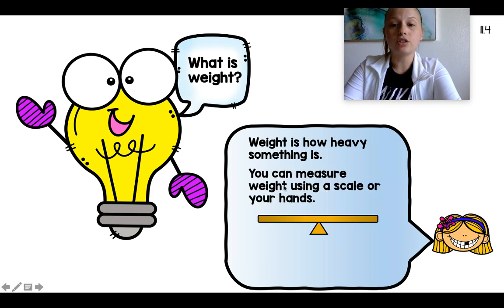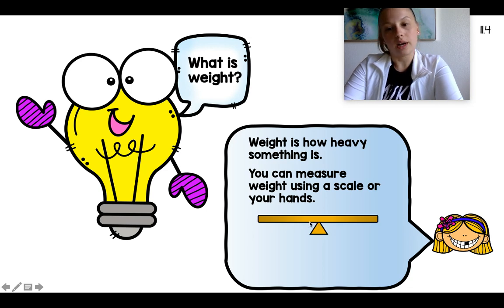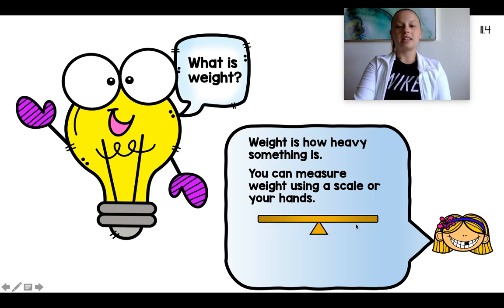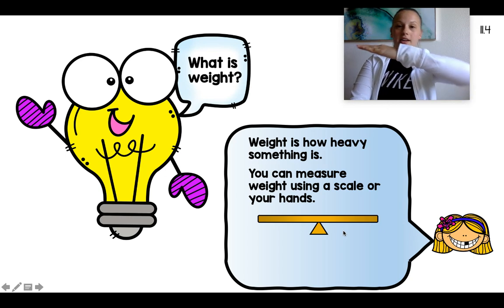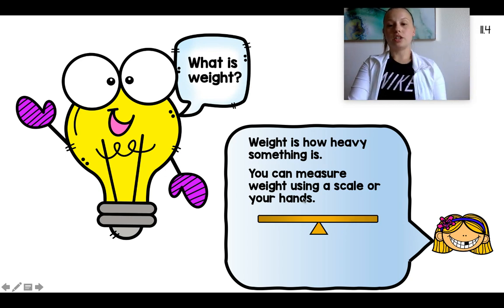You can measure weight using a scale, or you could use your hands. So this is a type of scale, and it's balancing on a triangle, right, or a stand. The scale that you stood on was balancing on something, but it was balancing on 4 little legs, and it just took your weight. But this type of a scale will lean, kind of like a teeter-totter at a park. And you can use your hands.